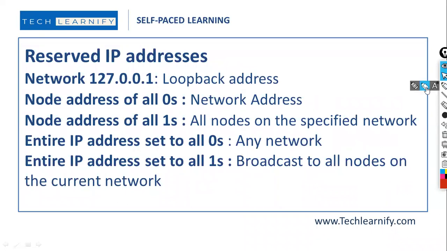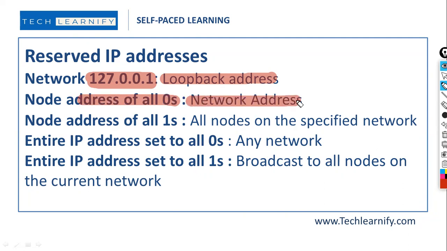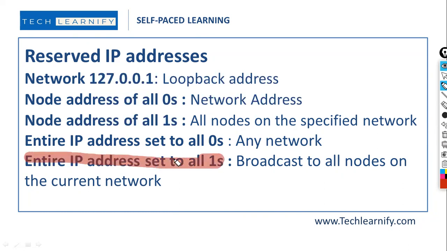And here is the list of reserved addresses. 127.0.0.1, or any IP starting with 127, is the loopback address, used locally. All zeros in binary, with the decimal equivalent also 0, is the reserved network address. All ones in binary, 255 in decimal, is again reserved as a broadcast address. And the entire IP address set to all ones means broadcast address.